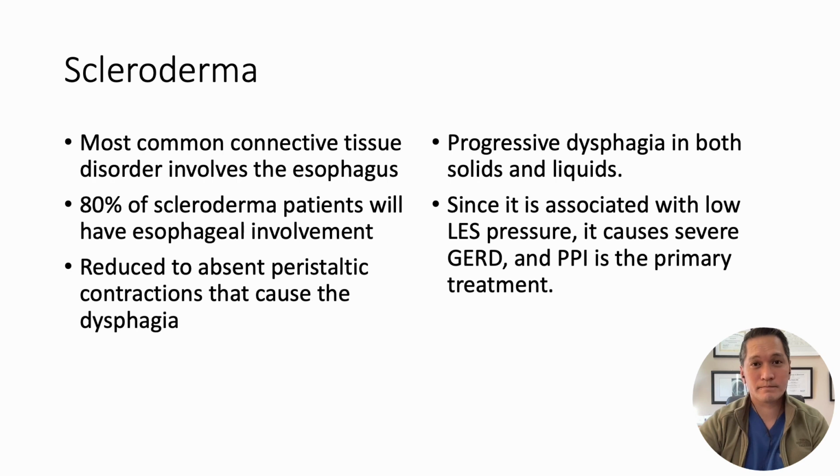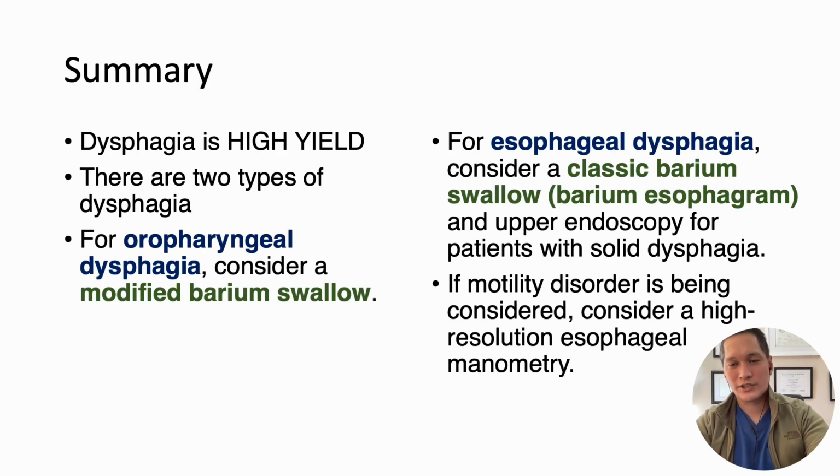So let's recap dysphagia since it's a high-yield topic on your board exams. There are two types of dysphagia. For oropharyngeal dysphagia, always consider a modified barium swallow. For esophageal dysphagia, consider a classic barium swallow, also called barium esophagram, and an upper endoscopy for patients with solid dysphagia. If motility disorder is being considered, consider a high-resolution esophageal manometry.